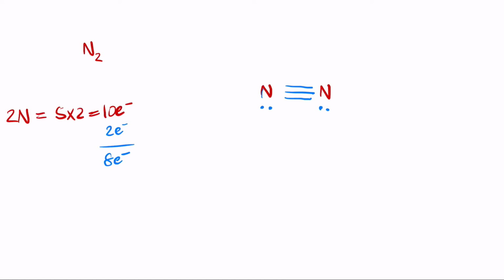Now notice that there are 6 electrons in the bond and two electrons in the lone pair, which give 8 electrons for each nitrogen here. So 2 electrons each for each nitrogen here, resulting in the final formation of the N2 molecule.